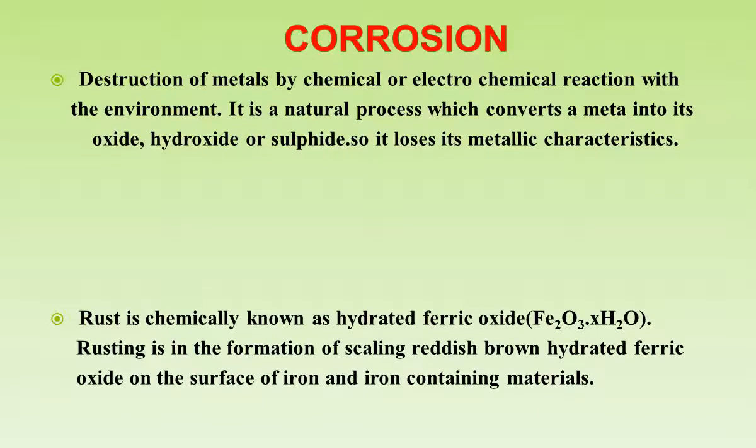What is corrosion? Corrosion is nothing but rust. How is rust formed? If you place metals or iron containing products in the presence of oxygen and moisture, it takes a long process, and reddish brown hydrated ferric oxide forms on the surface of the iron or iron containing materials.